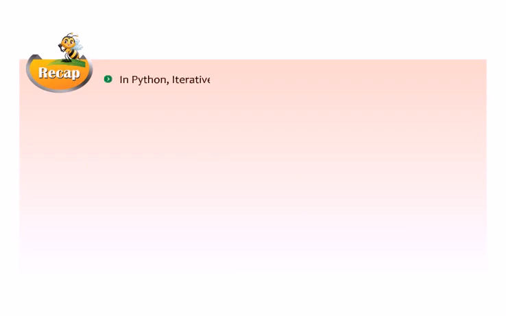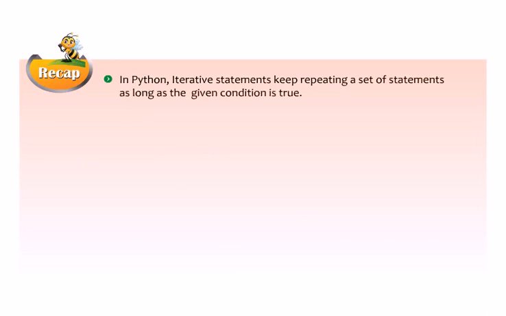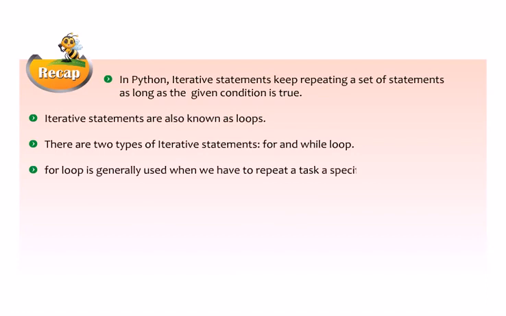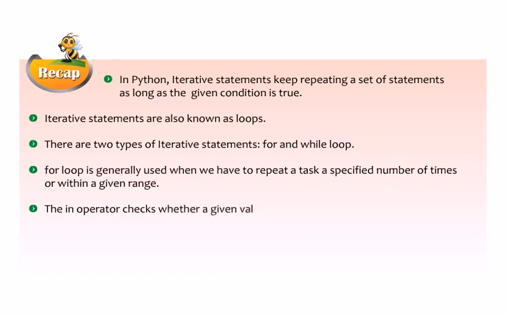In Python, iterative statements keep repeating a set of statements as long as the given condition is true. Iterative statements are also known as loops. There are two types of iterative statements, for and while loop. For loop is generally used when we have to repeat a task a specified number of times or within a given range. The in operator checks whether a given value is a part of the specified sequence.